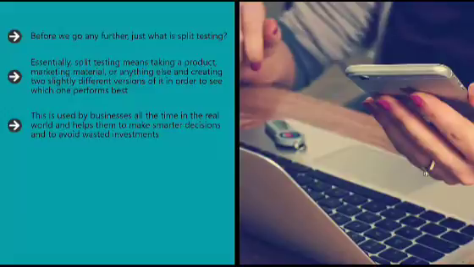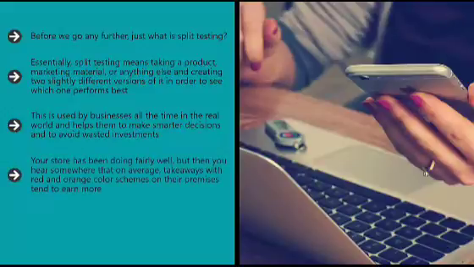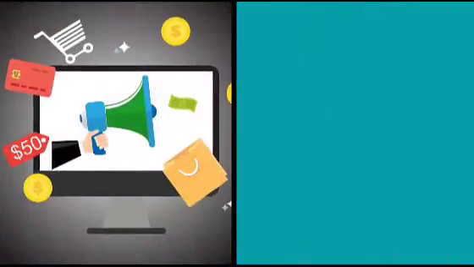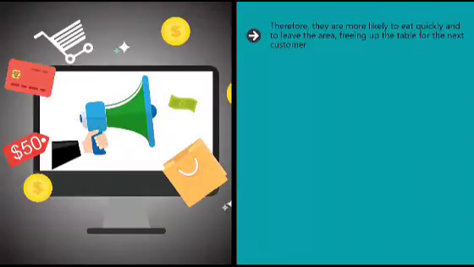Let's imagine for a moment that you own a chain of fast food restaurants that sell only prawn-based dishes, because why not? Your store has been doing fairly well, but then you hear somewhere that on average, takeaways with red and orange color schemes on their premises tend to earn more. Why? Because those colors increase the heart rate and make people slightly uncomfortable. Therefore, they are more likely to eat quickly and to leave the area, freeing up the table for the next customer. The result is that such venues actually see a higher turnover of customers and greater profits. This is just a random example, but it also happens to be true.